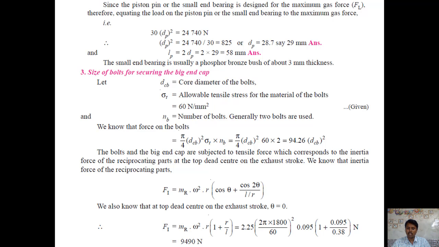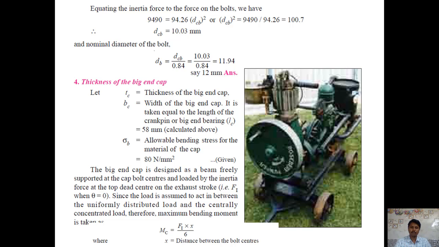We know already r, that is the crank length, and L is the equivalent length of the connecting rod, that is 380 mm. So, substitute the values, you will get Fi as 9490 Newton. So, equating this inertial force to the tensile load of the bolt.